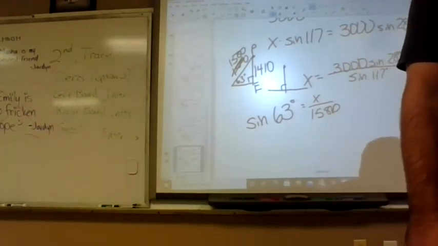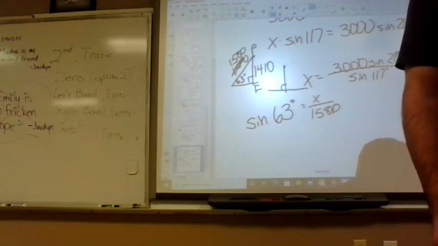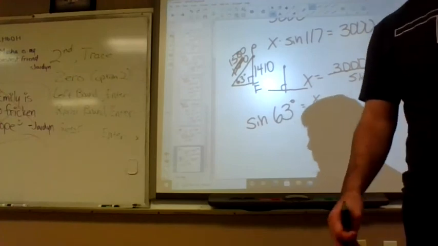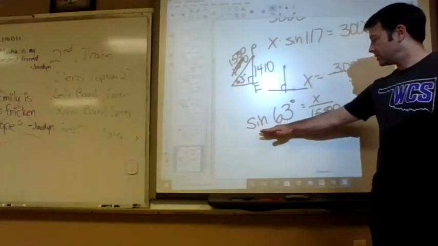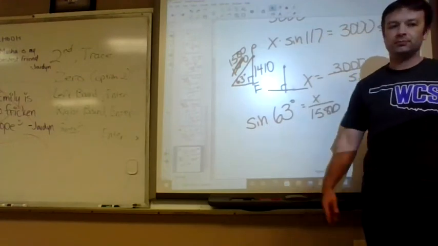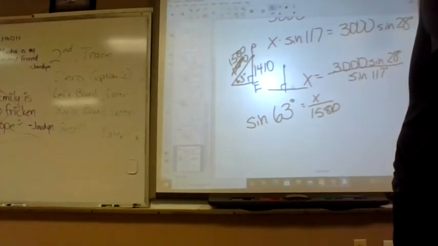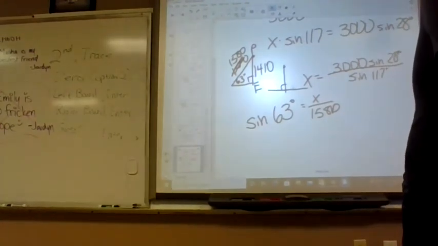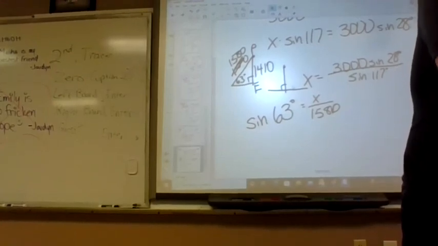What did you get for the answer? 1410. Yeah, I got 1410. We rounded to the third digit. Yeah. We'll finish it. Oh, this is not good.